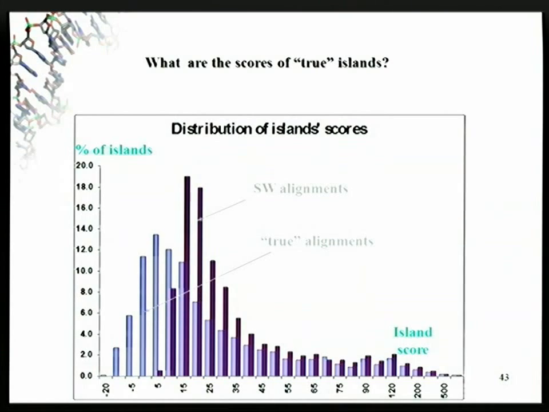The histogram is for two types of alignments. The dark columns correspond to Smith-Waterman alignments, and the light columns correspond to true alignments. And what we see is that Smith-Waterman alignments, the algorithmic alignments, typically don't contain islands with a score of less than 10.